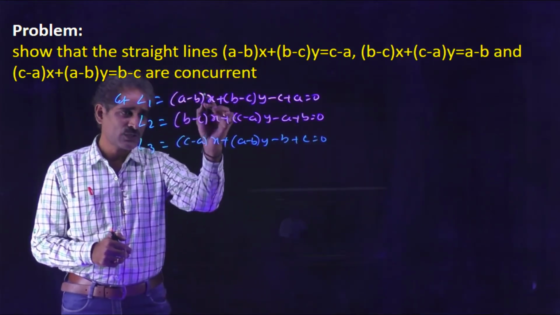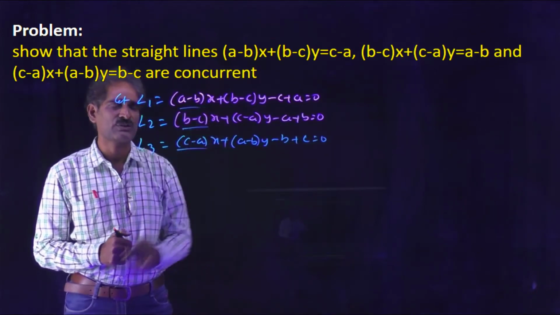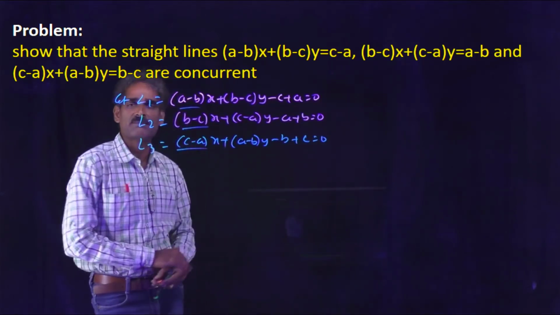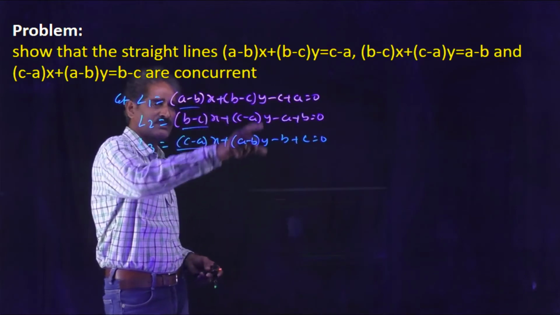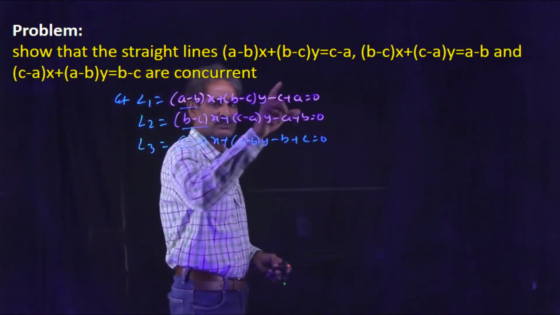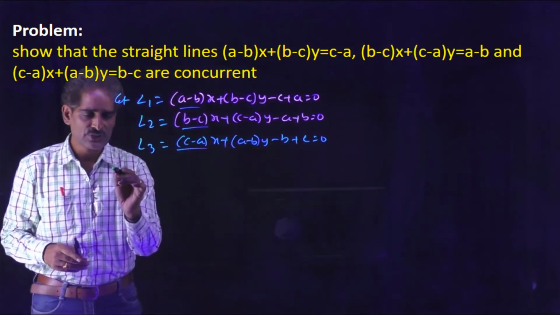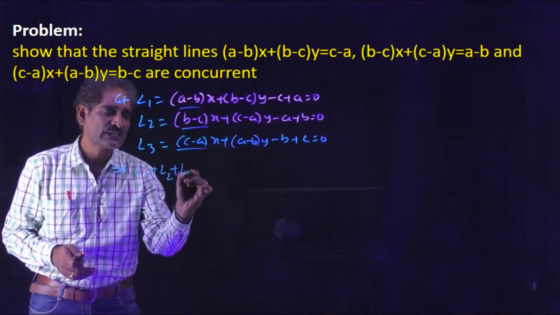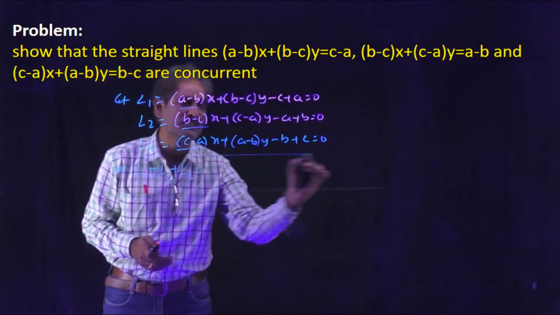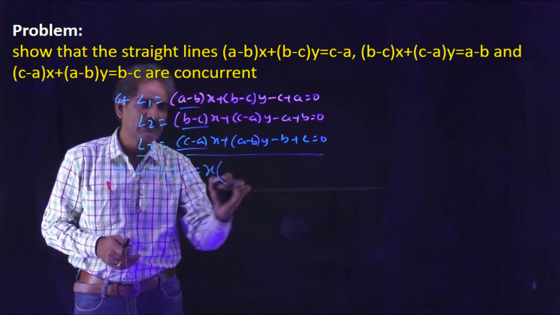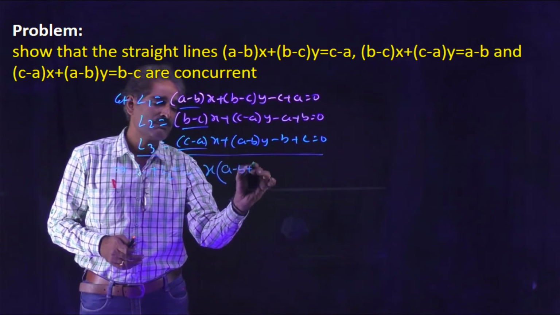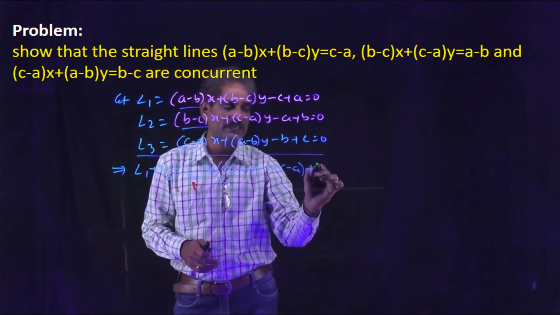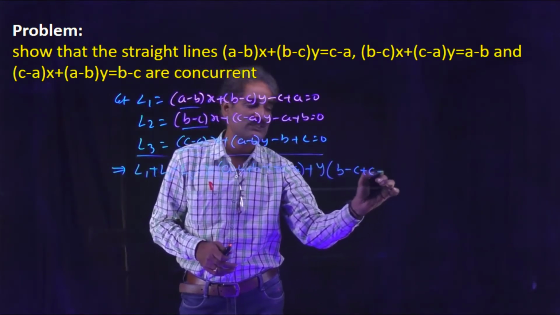Just verify the coefficients of x in all three equations: minus b plus b, minus c plus c, minus a plus a. Here also the same, the sum of the coefficients of y is 0, the sum of the constants is 0, the sum of the x coefficients is 0. So just simply add these three equations. L1 plus L2 plus L3 is equal to what? Take x common, then we get a minus b, b minus c, c minus a. Add these three terms and take y common, then we get b minus c plus c minus a plus a minus b.